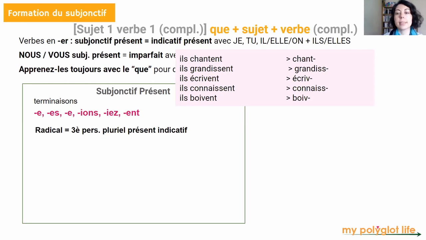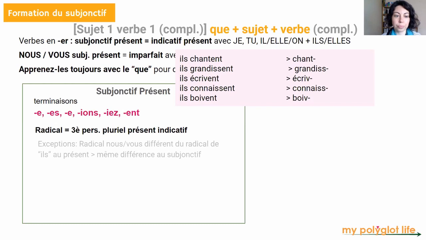Ils connaissent, same as grandissent, we end on the two S. Ils boivent, that's the present of the verb boire. So, ils boivent, the radical becomes boivent, but only for je, tu, il, elle, on, and il, elle in the plural, because in the present tense, nous and vous are nous buvons and vous buvez. They have a different radical in the present, and we keep that difference in the subjunctive.